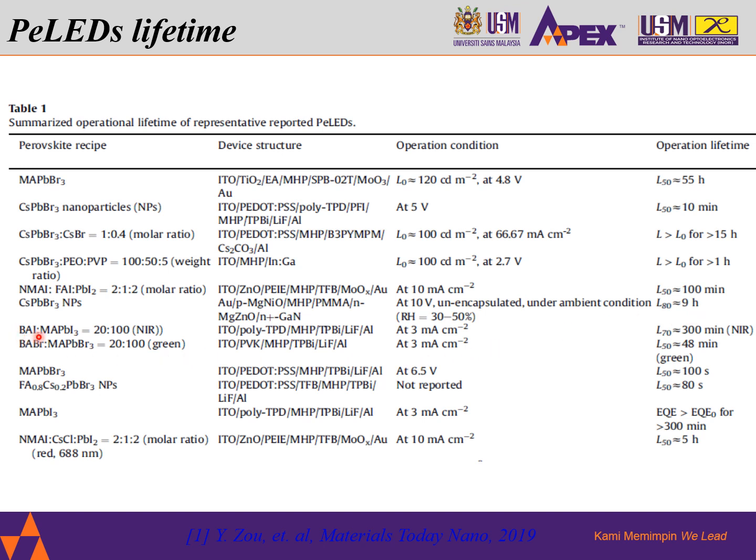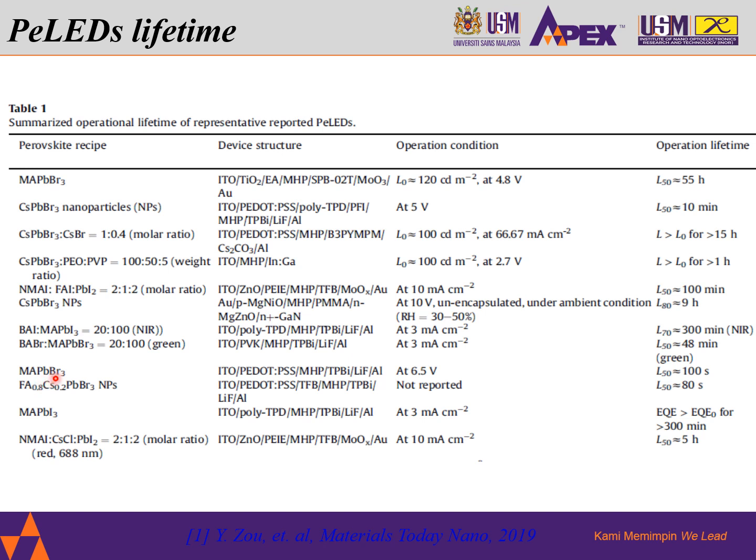So for BAI-MAPbI3, with a ratio of 20 and 100, NIR, the device structure of ITO, poly-TPD, MHP, TPBi, LiF and Al, the operation condition is 3 milliamperes per square centimeter. The operation lifetime is around 300 minutes. BABr-MAPbBr3 with a ratio of 20 and 100, the device structure ITO, PVK, MHP, TPBi, LiF and aluminum. The operation condition is 3 milliamperes, similar to the previous one. The operation lifetime is around 48 minutes.